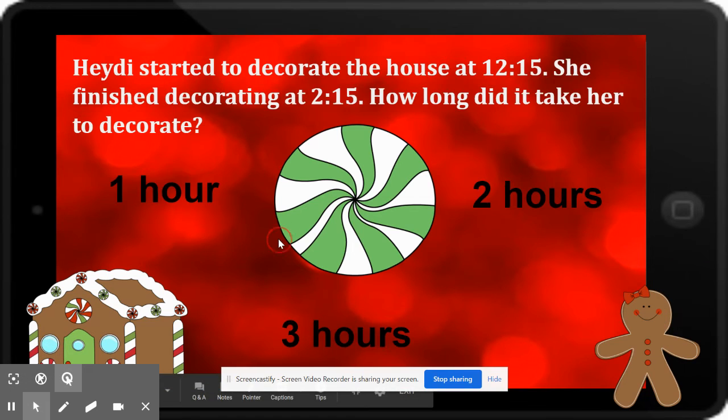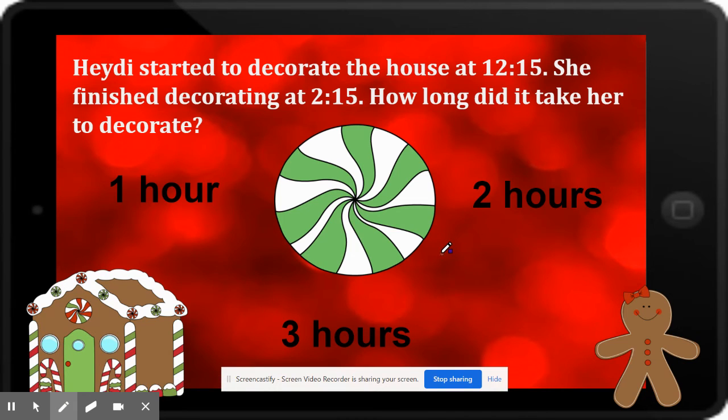Okay, let's go on and do another one. Heidi started to decorate the house at 12:15. We know right now that we can draw our number line and we can start out with 12:15 at the beginning of our number line. Okay, before I've read anything else, I know that it's saying that we start our number line at 12:15.